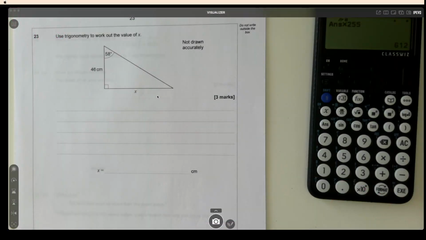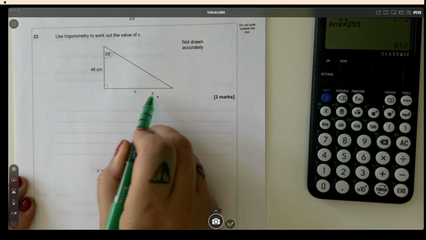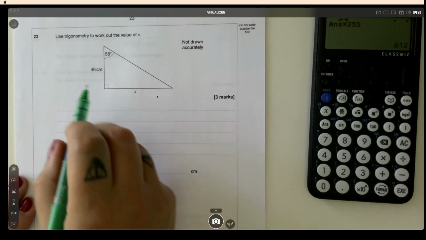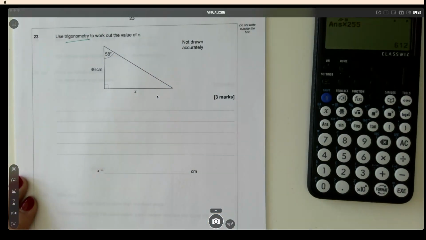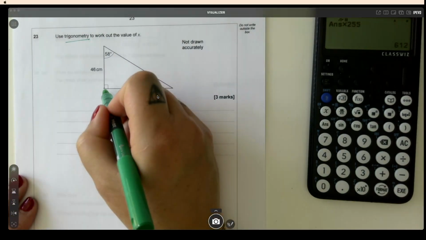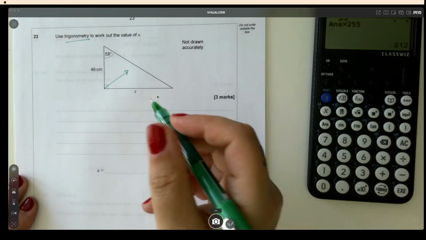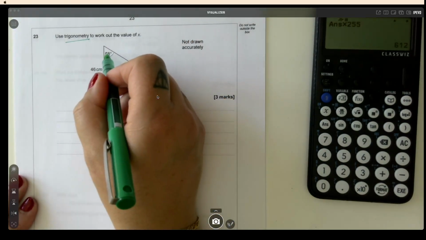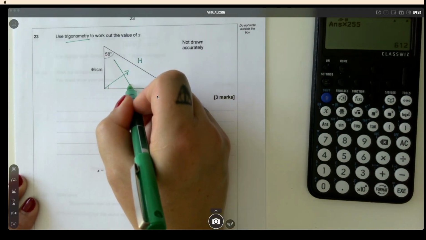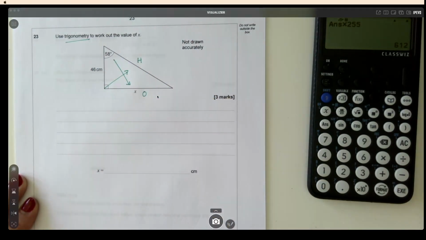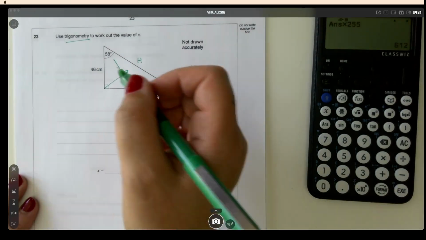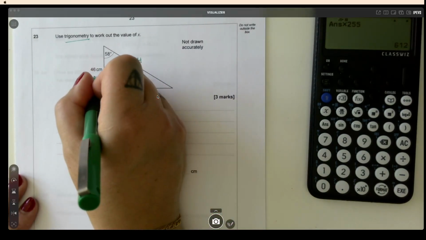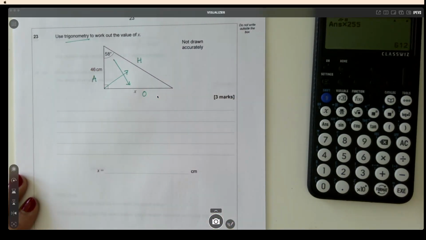Question 23. Use trigonometry to work out the value of x. So x is this length here. And if we're using trigonometry, the first thing I'm going to do is label the sides. So here's my right angle. The side opposite the right angle is my hypotenuse. This is the other angle that I've been given. So the side opposite that would be the opposite. And then the remaining side would be the adjacent side.